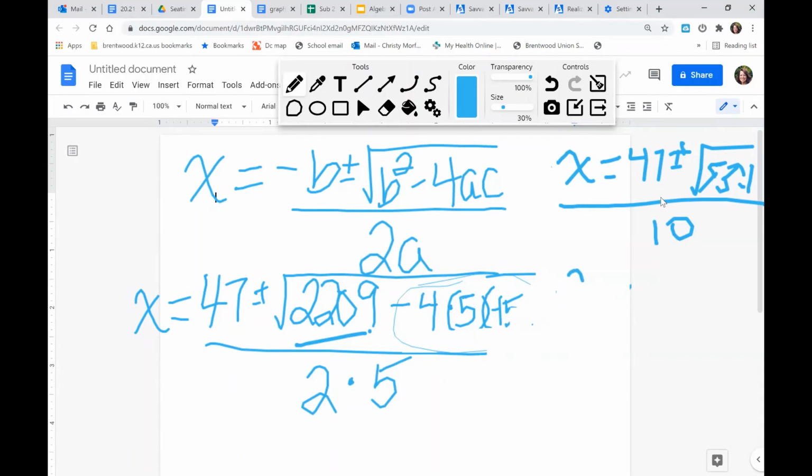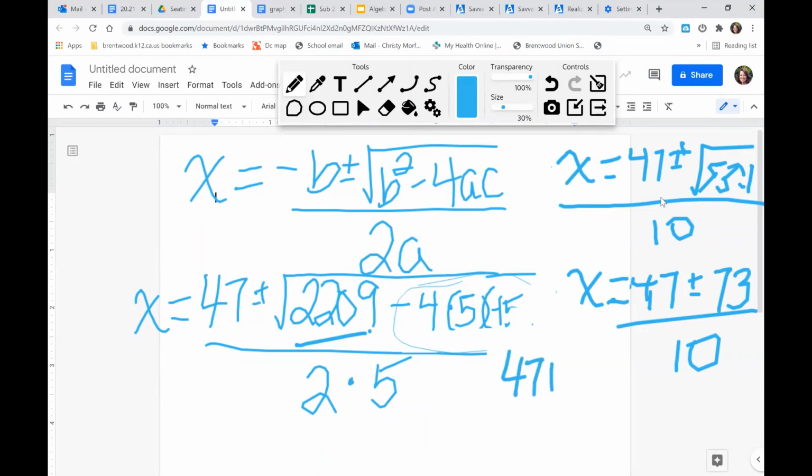Okay, so now I have x equals 47 plus or minus 73, all divided by 10. And because it's a perfect square, you have to keep going. So just like completing the square, those are 2 separate problems. It's really 47 plus 73 divided by 10. And the other answer would be 47 minus 73 divided by 10.